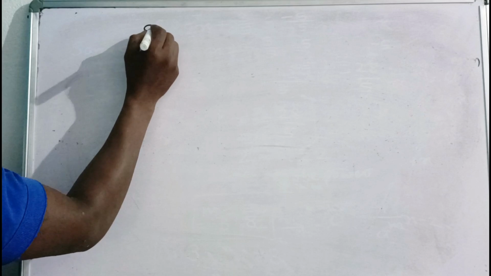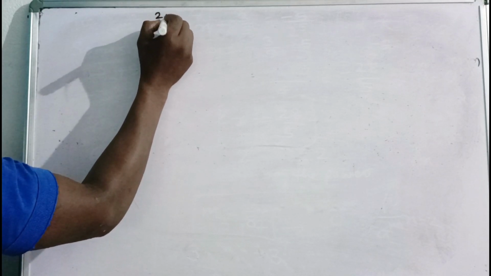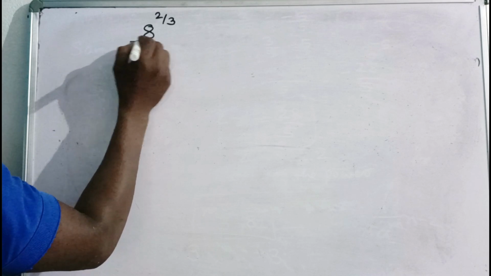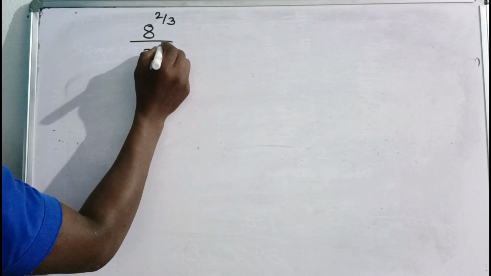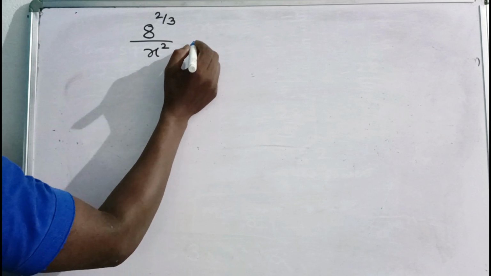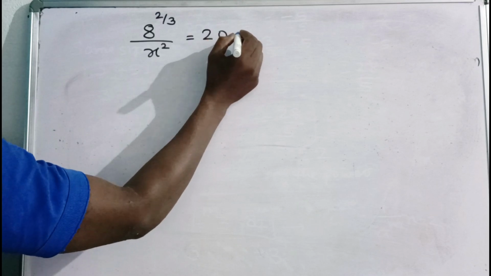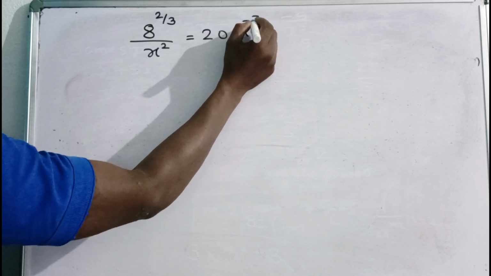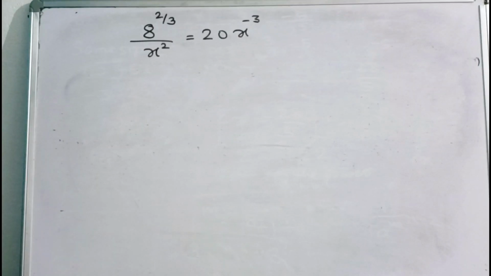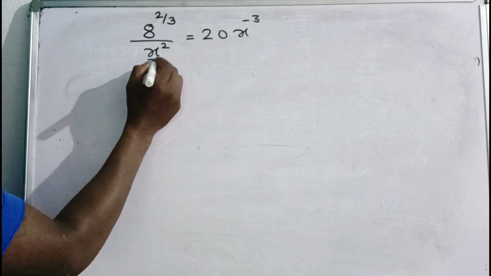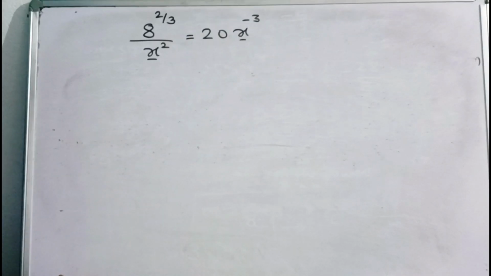8 raised to the power 2 by 3 divided by x square is equal to 20 x raised to the power minus 3. See here, वेरिएबल्स एक साइड लेके आओ and कांस्टेंट एक साइड लेके आओ.